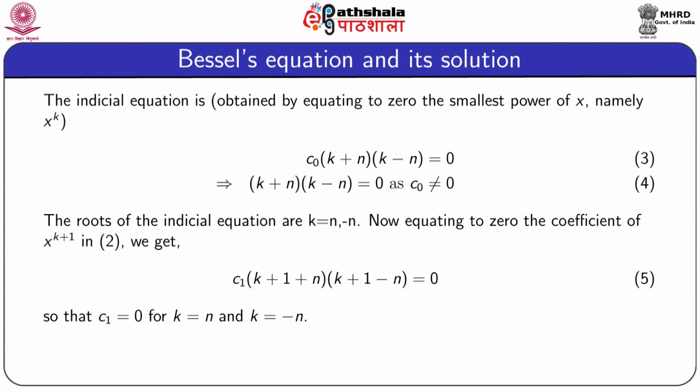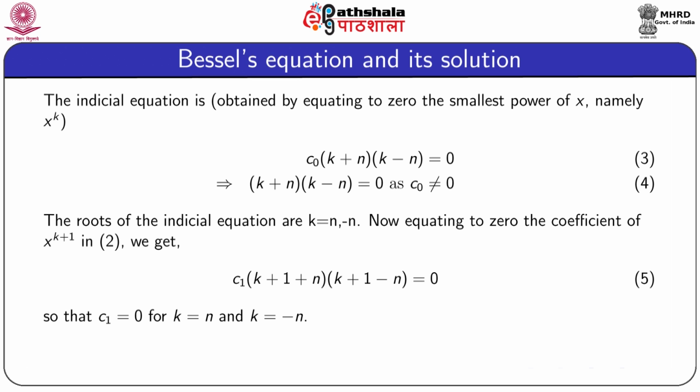The indicial equation is given by equation number 3, which is c 0 (k plus n)(k minus n) equal to 0. Since c 0 is not equal to 0, we will get the roots of the indicial equation as k equal to n and minus n.